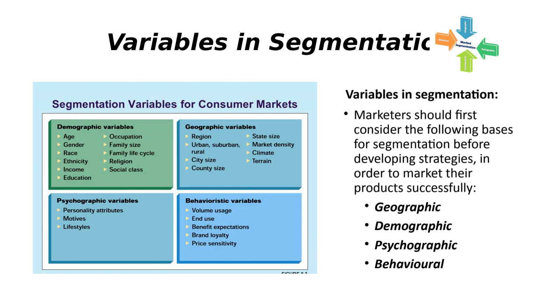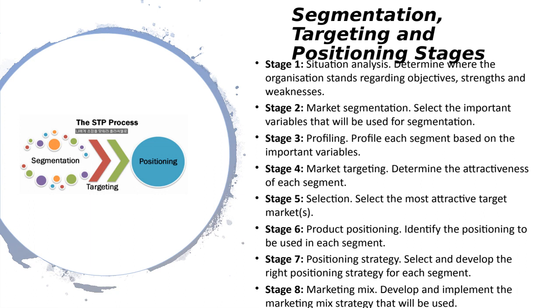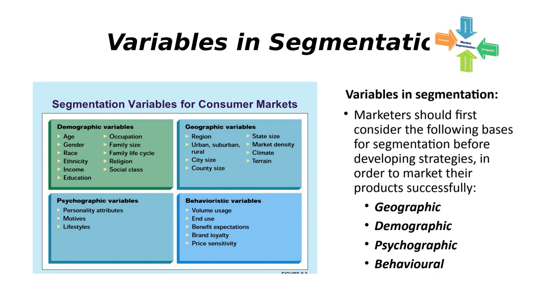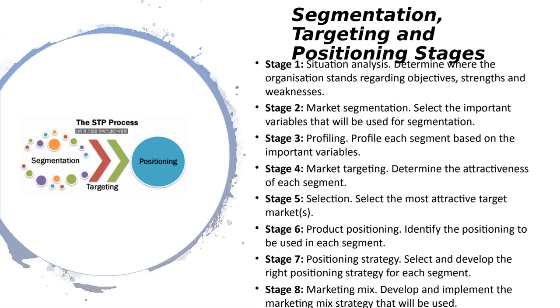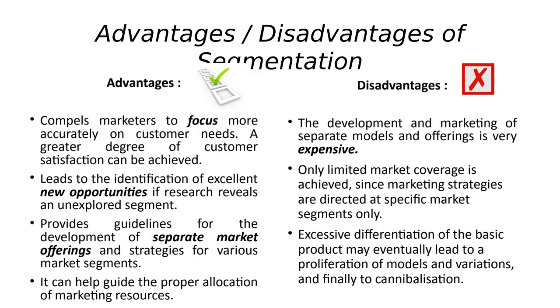So segmentation is dividing groups of people into common wants and needs, and those are the different ways that marketers can do it. There are many more segmentation variables, but for the sake of this particular course, we are only looking at those. What I'm not going to do is go through stages and advantages and disadvantages of segmentation tonight, because they're not really relevant to your POE.